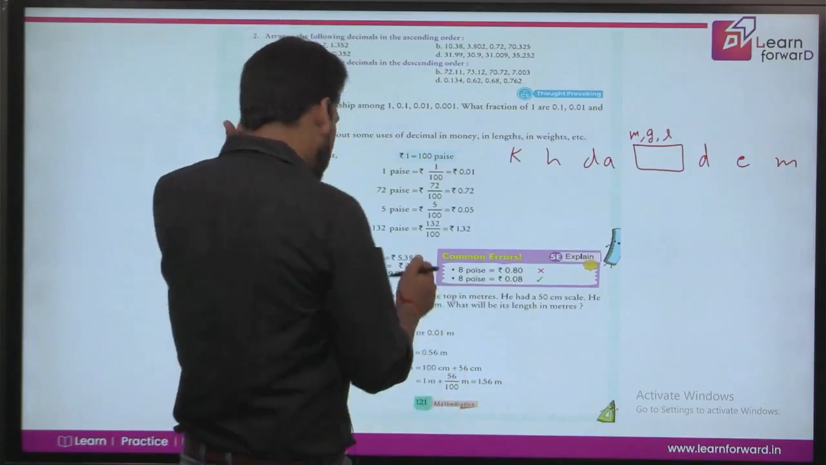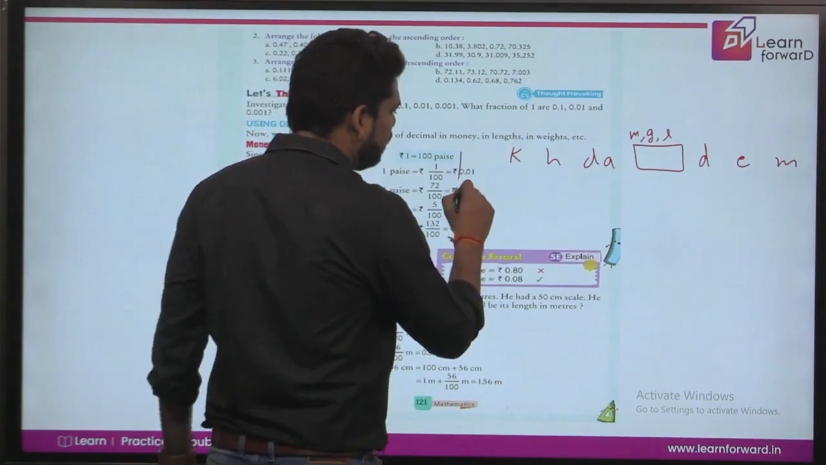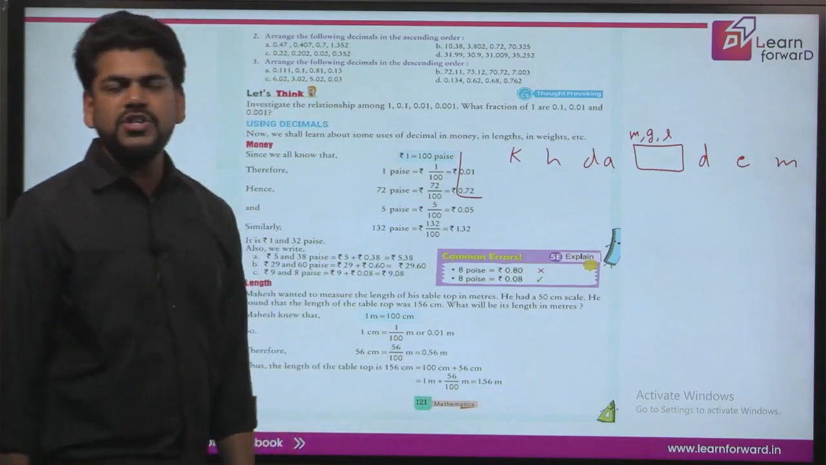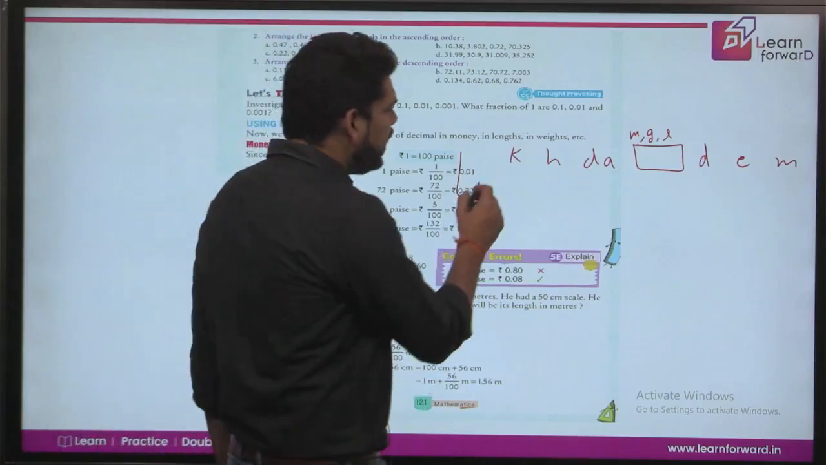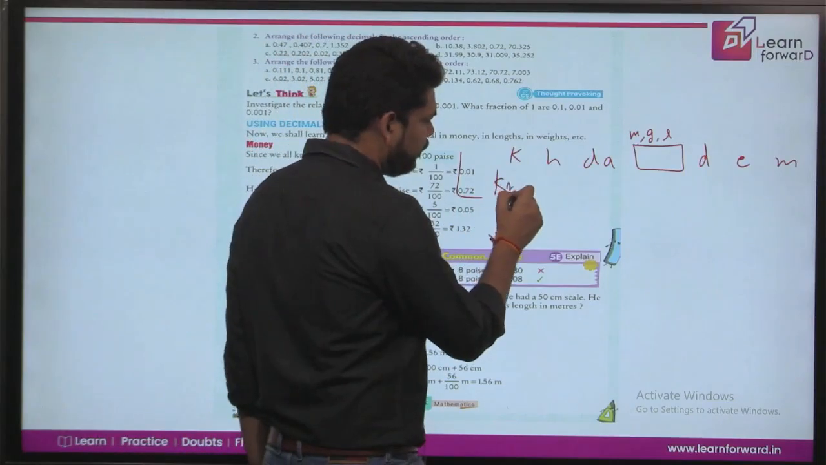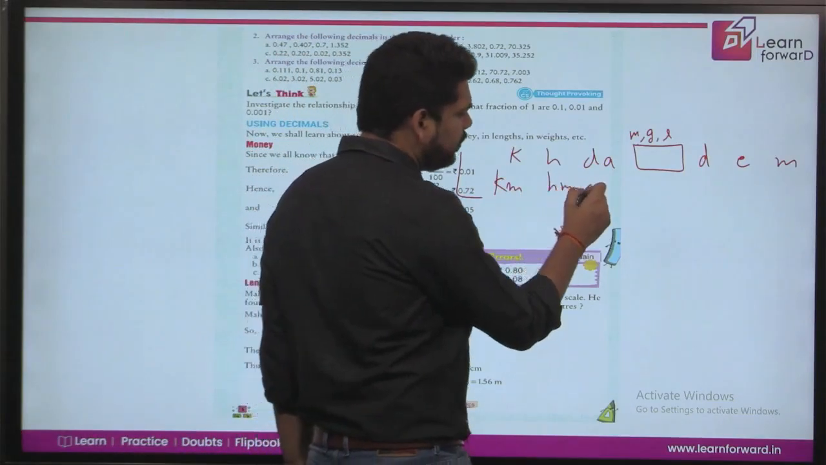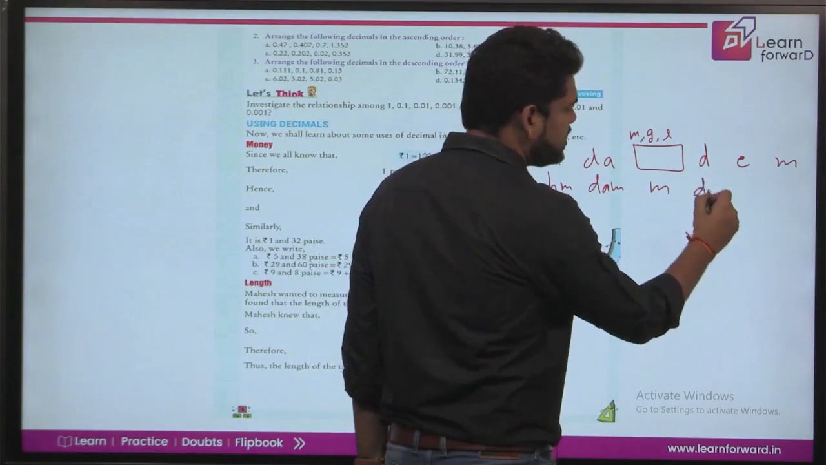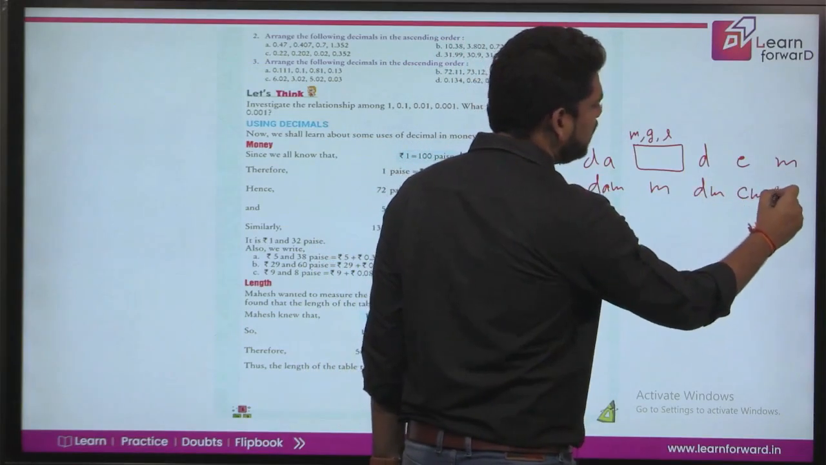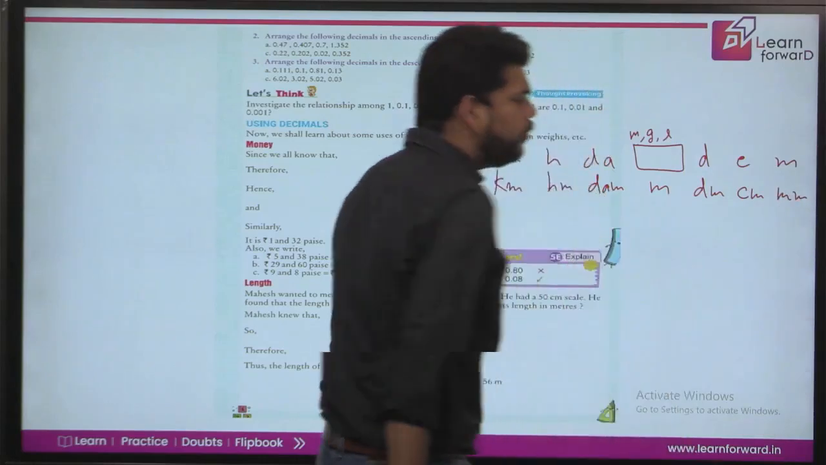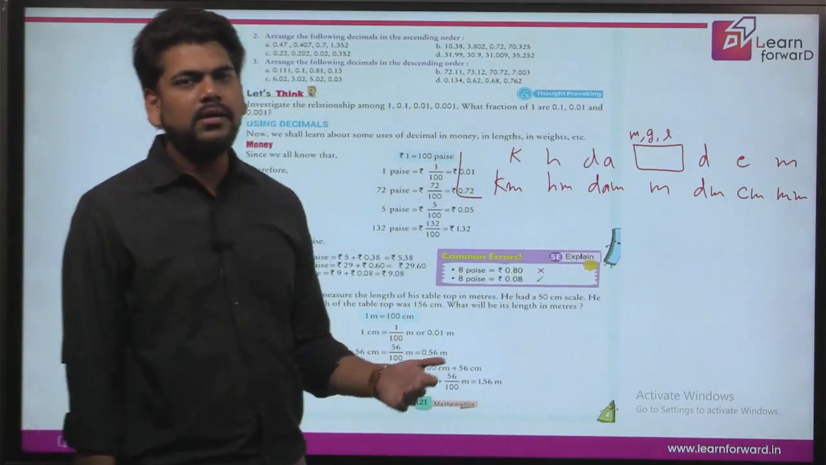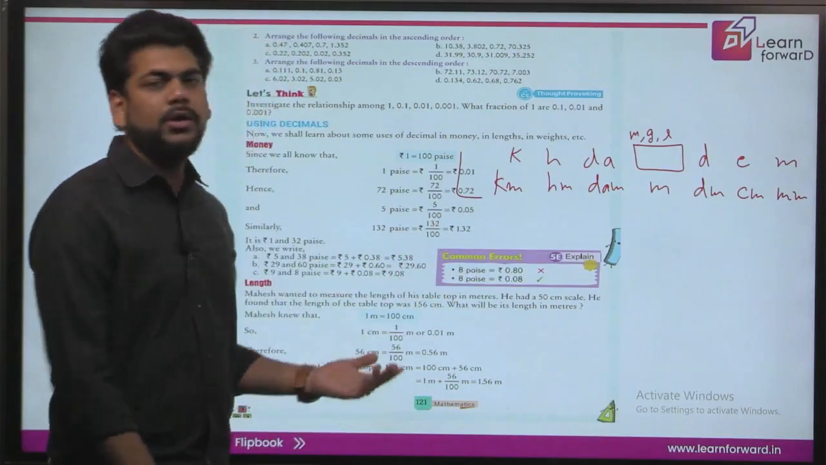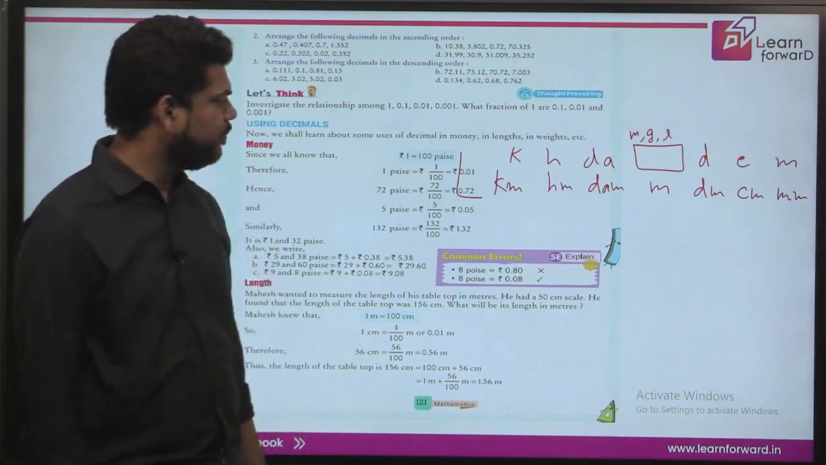Now first we do the length. Let us suppose I need to measure it for length. So for length we use kilometer, hectometer, decameter, meter, decimeter, centimeter and millimeter. First we'll learn about the length part, then we'll automatically be able to calculate for the weight and capacity.